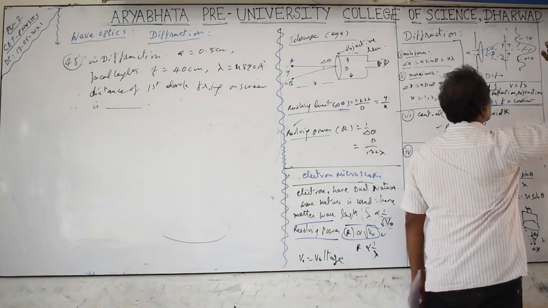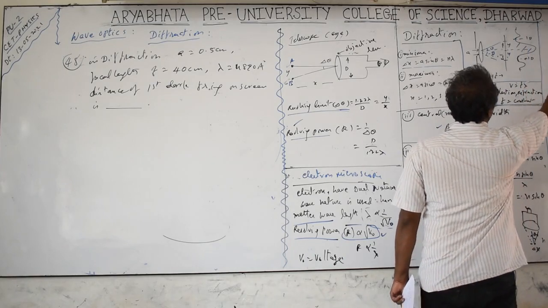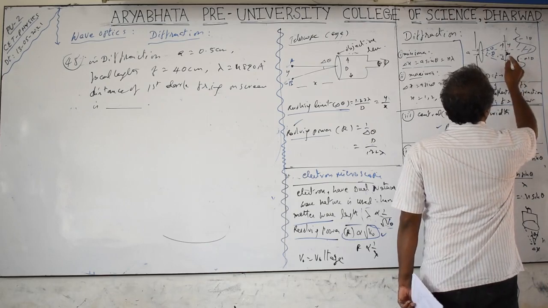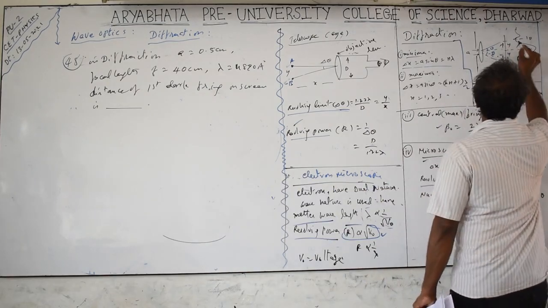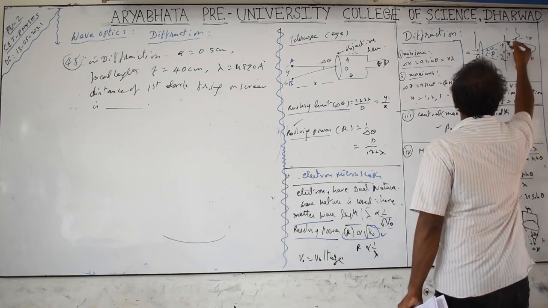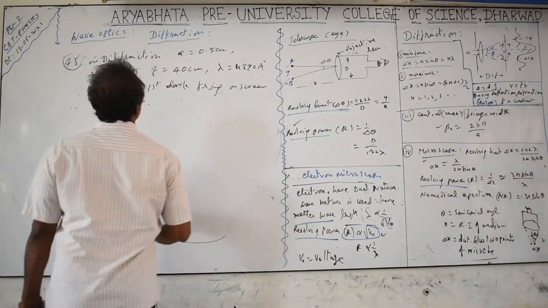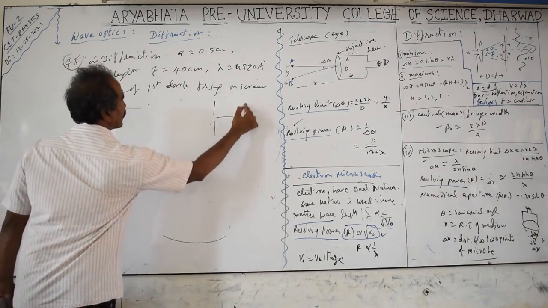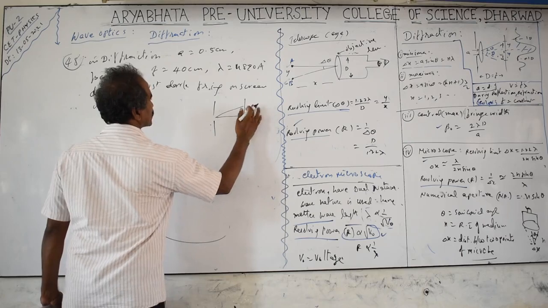We don't have the formula for the central bright fringe directly. We have the formula for first minima, second minima, and first maximum, second maximum, leaving the center ones. So sometimes they may ask 2y, but here they ask only y: the distance from the center to the first minima on the screen. The total distance between the two first minima, 2y, is the fringe width, but that is not asked here. This is the screen, and you are asked to find y.